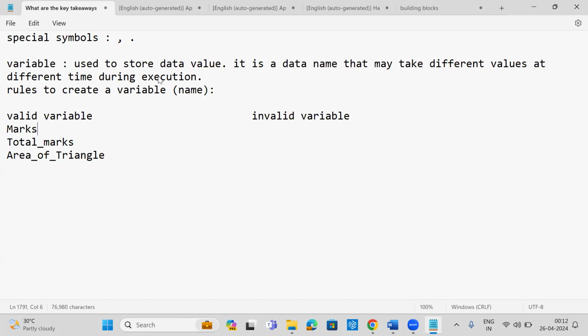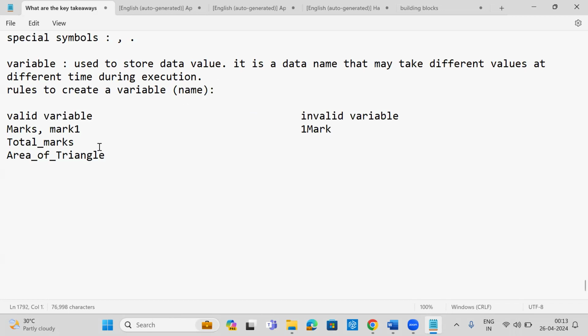But what are the invalid variable names? You cannot start a variable with a number. So if I write 1 mark, it's invalid because it starts with the digit 1. Okay, you can write mark 1, but not 1 mark. So it cannot start with a digit.